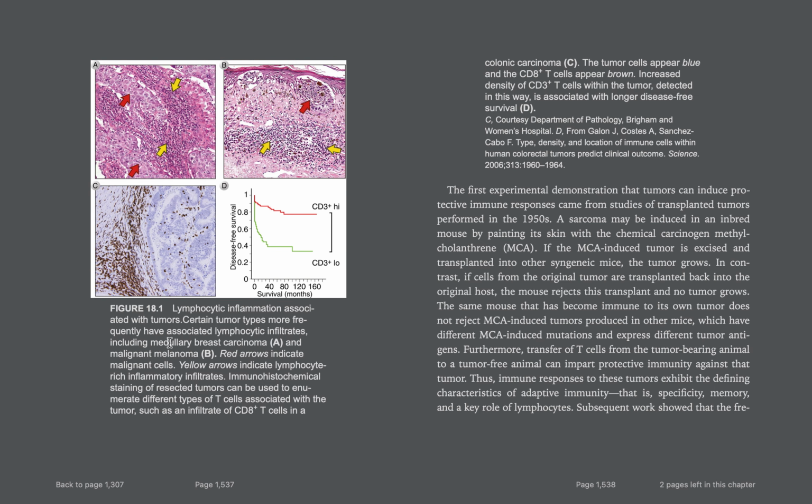So this is just a diagram, figure 18.1, lymphocytic inflammation associated with tumor. Certain tumor types frequently have associated lymphocyte infiltrates, including medullary breast cancer and malignant melanoma. A red arrow indicates malignant cells, and a yellow arrow indicates lymphocyte inflammatory infiltrates.